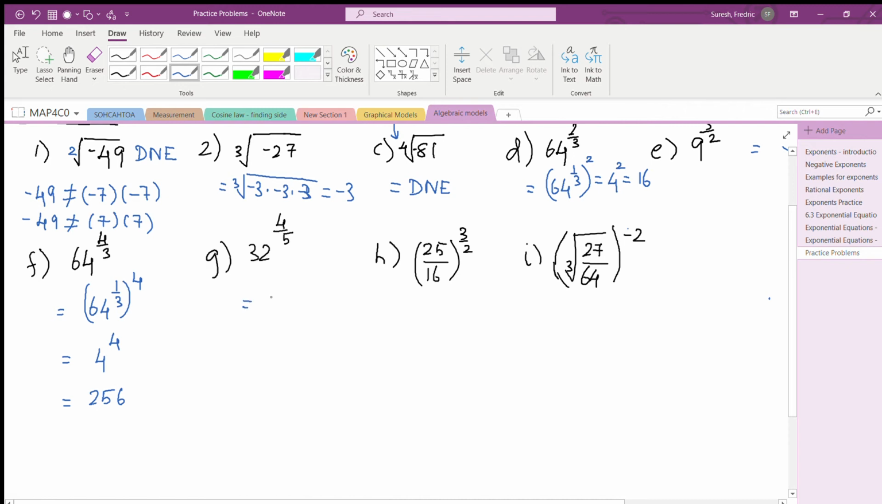Same idea here. 32 to the power of 4 over 5. Oh, sorry. Let's delete that. And so this is, let's do the fifth root first, and then to the power of 4. So the fifth root of 32 is a 2. 2 to the power of 4 is a 16.